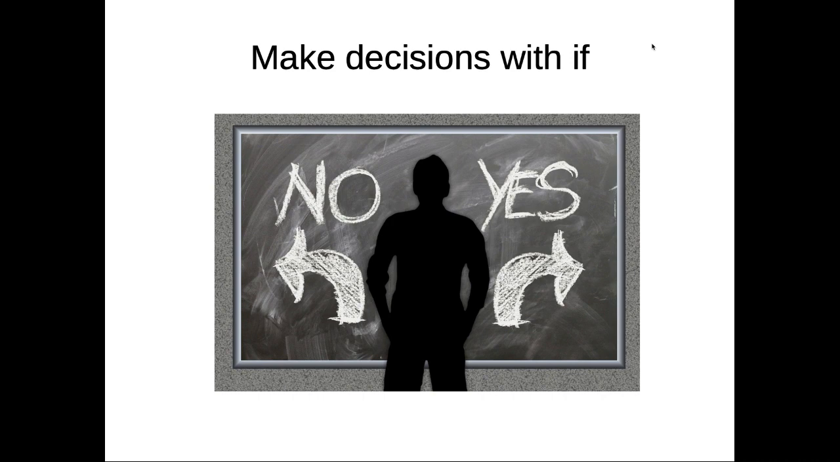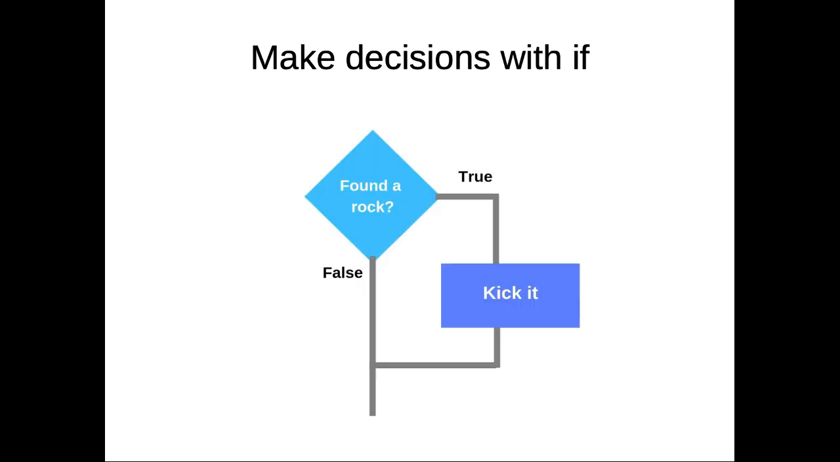Programs need to be able to make decisions. To make decisions, programs check if a certain condition is true or not. The possible answers are true or false. Here is an example. If you find a rock in the path, kick it. As programmers, we can create this logic by using the if statement.